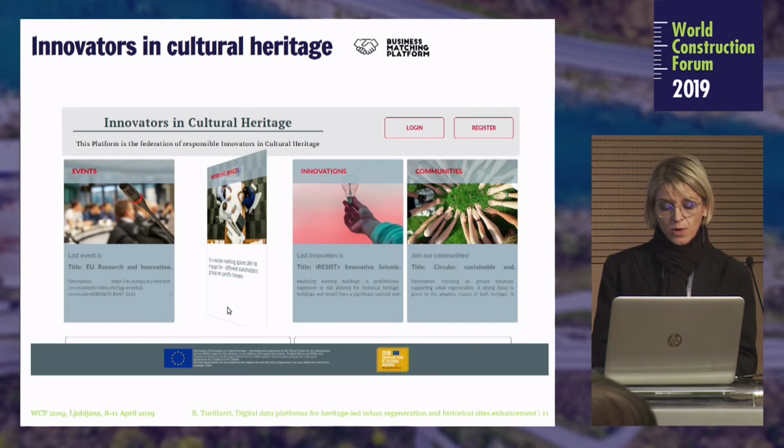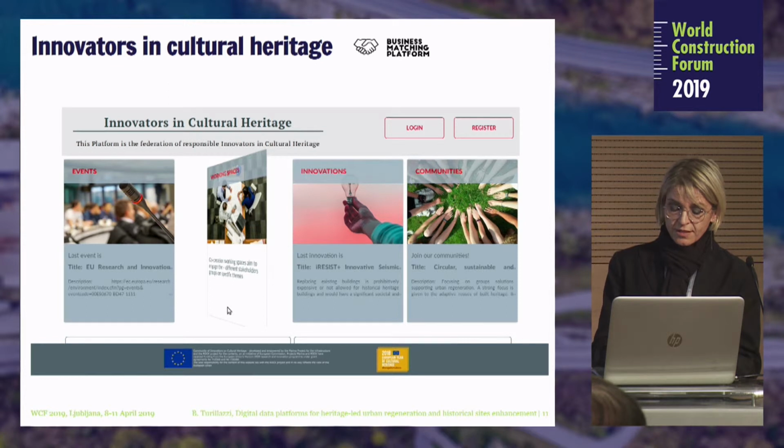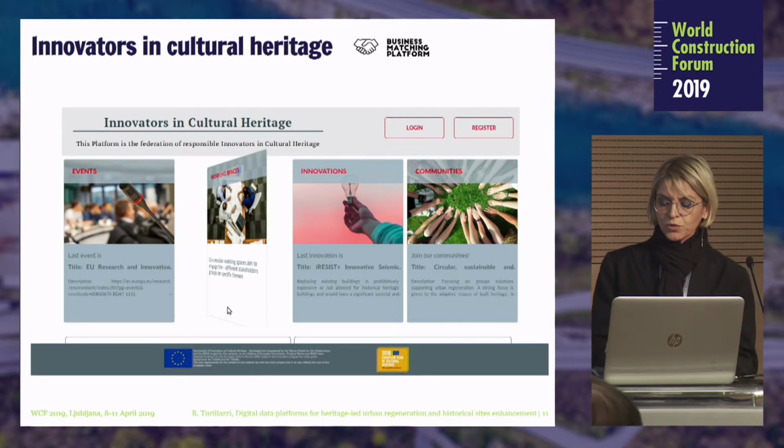Then, this is the main website of the Innovators in Cultural Heritage, that is a social network for responsible innovators in cultural heritage. It is a business matching tool that creates dissemination and exploitation for ROCK's practices and enlarges ROCK's network of stakeholders. And it was developed by Nowhere, that is a communication company based in Bologna.